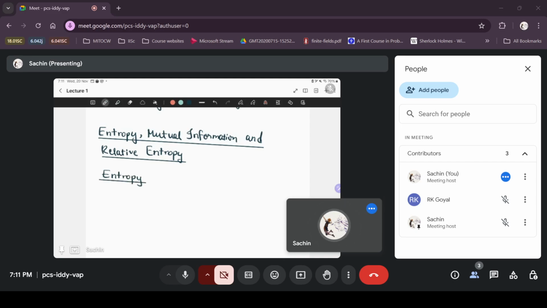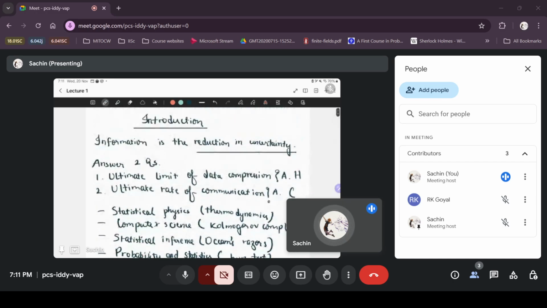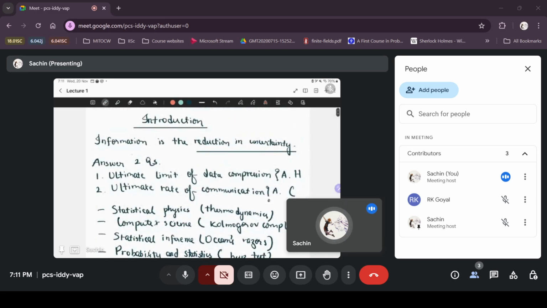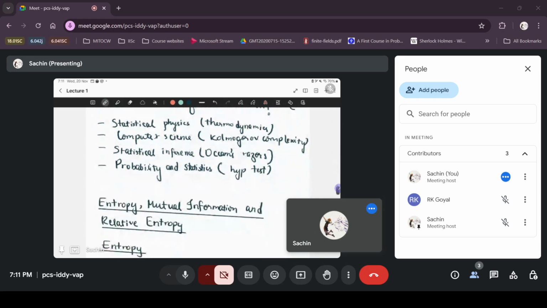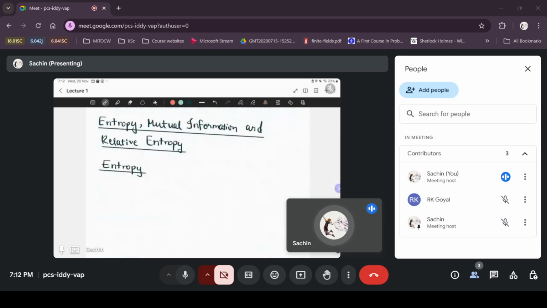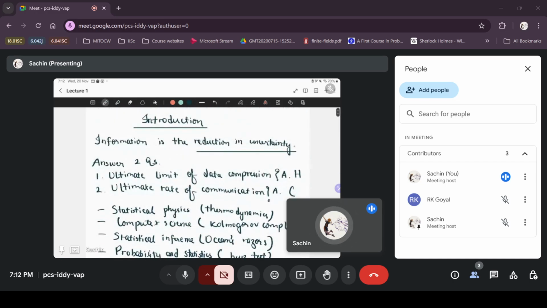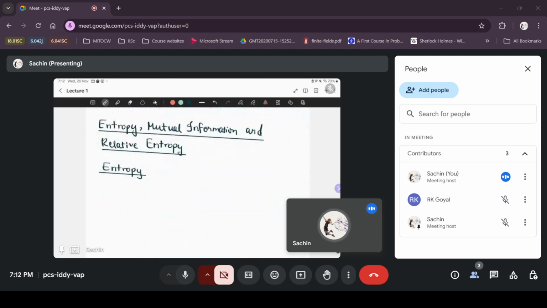First is entropy. So this is a measure of uncertainty. So here I started out saying information is the reduction in uncertainty. So that uncertainty is measured by a quantity called the entropy. So you could say information is also the reduction in entropy.